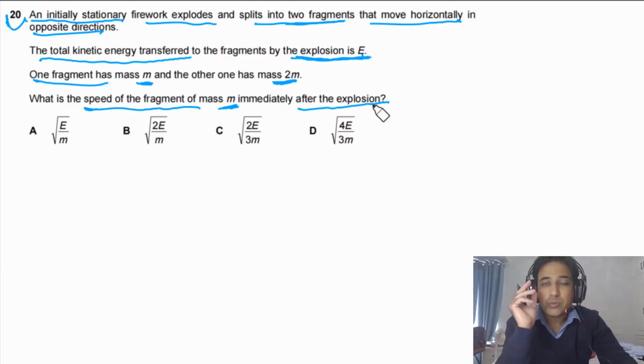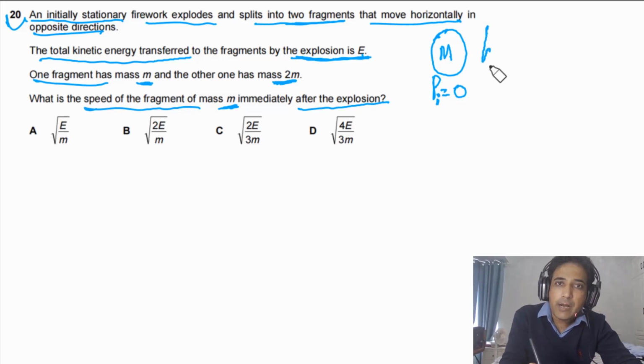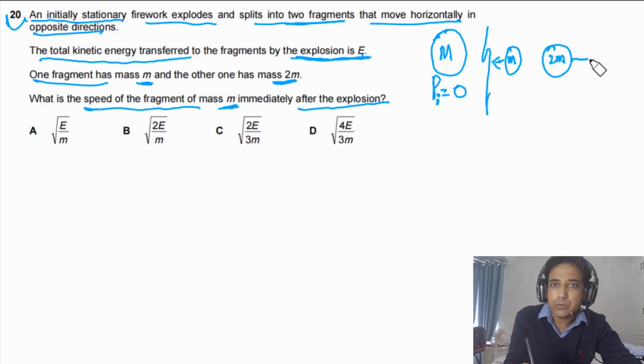This question is about conservation of momentum. So first of all, we can try to sketch. Imagine that this one is the firework. Initially this one is at rest, so its initial momentum is equal to 0. And after the explosion, it splits into two fragments. Let's say one has mass m and the other one has mass 2m. And these two move in opposite directions.